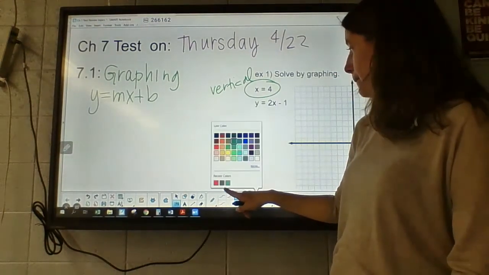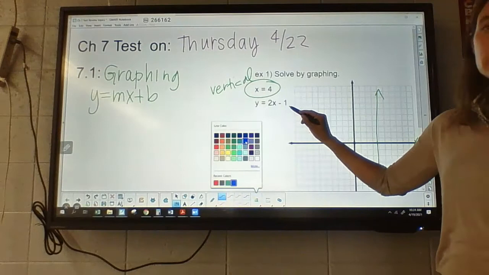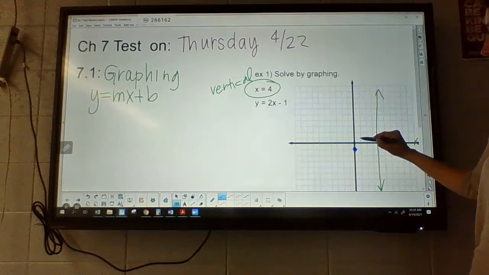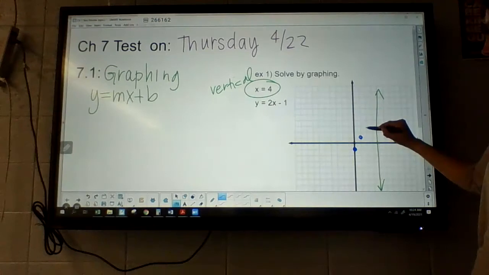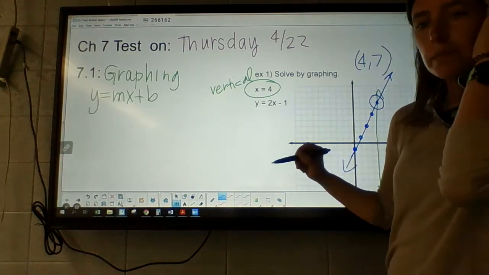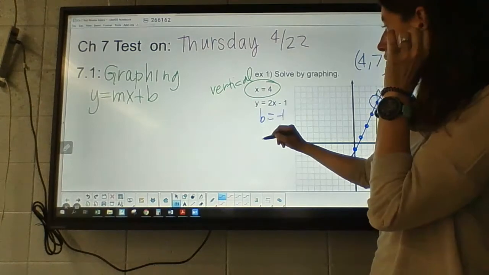Then I want to get this one, so I'm going to start at -1 on the y-axis. I'm going to go up 2 and over 1. They cross already. So they cross at a particular point, and that's our solution at this spot. And so again, that's where the b began, and our slope is 2.